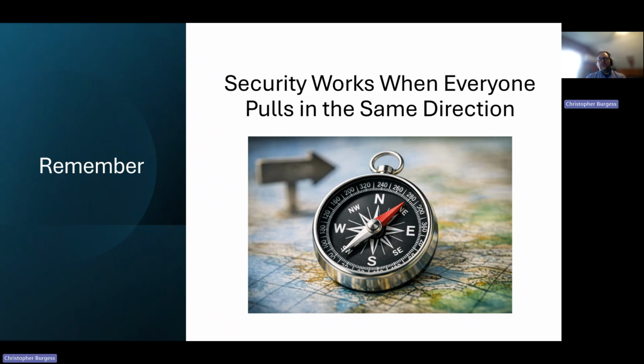And remember, email security is the responsibility of everyone at Media Industries. And for security to work, we all need to pull in the same direction.